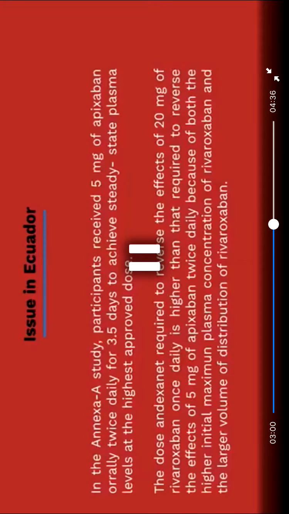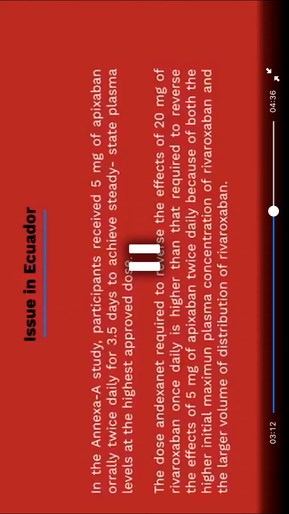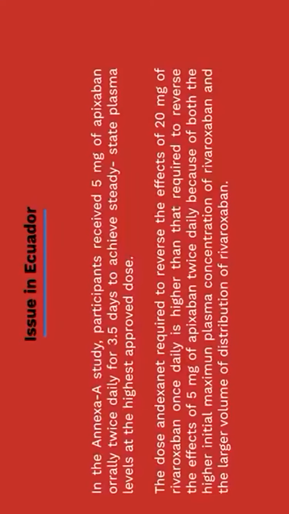Administration: the dose is 5 mg of apixaban orally, twice daily for 3 to 4 days, and the plasma levels stay steady as the user approves the dose.